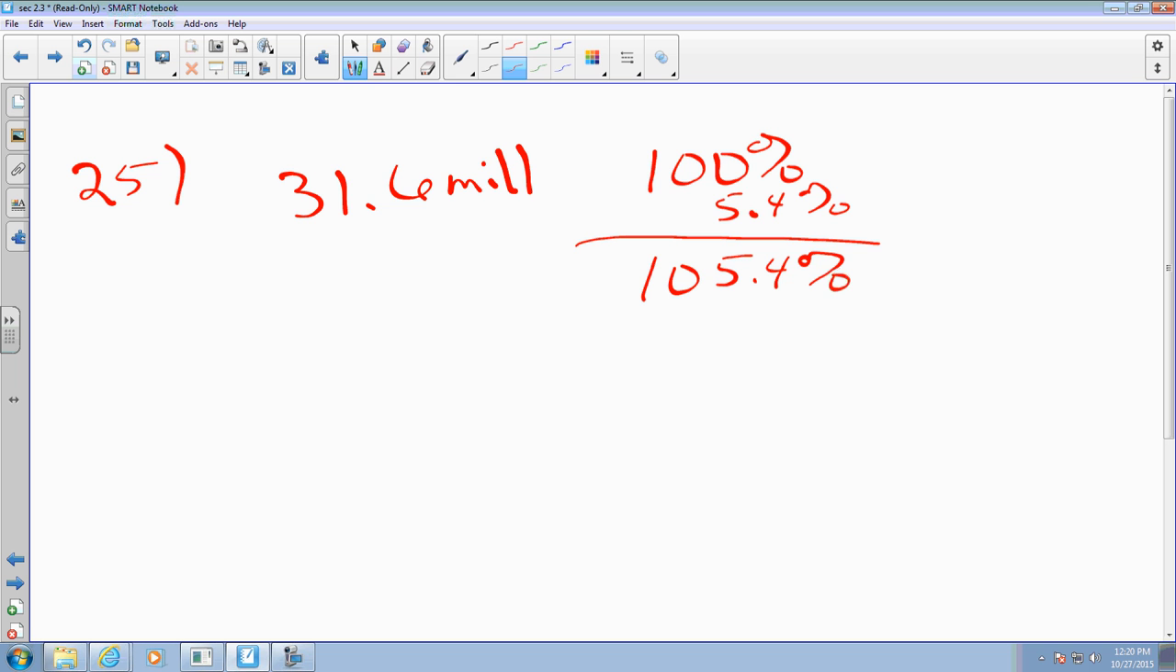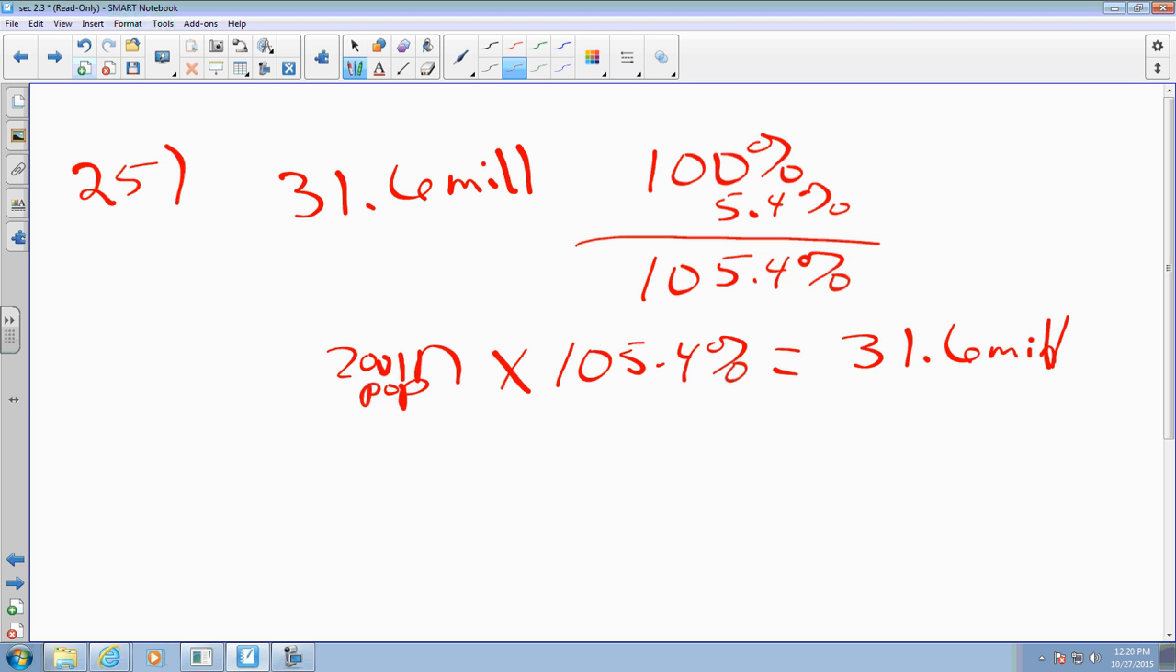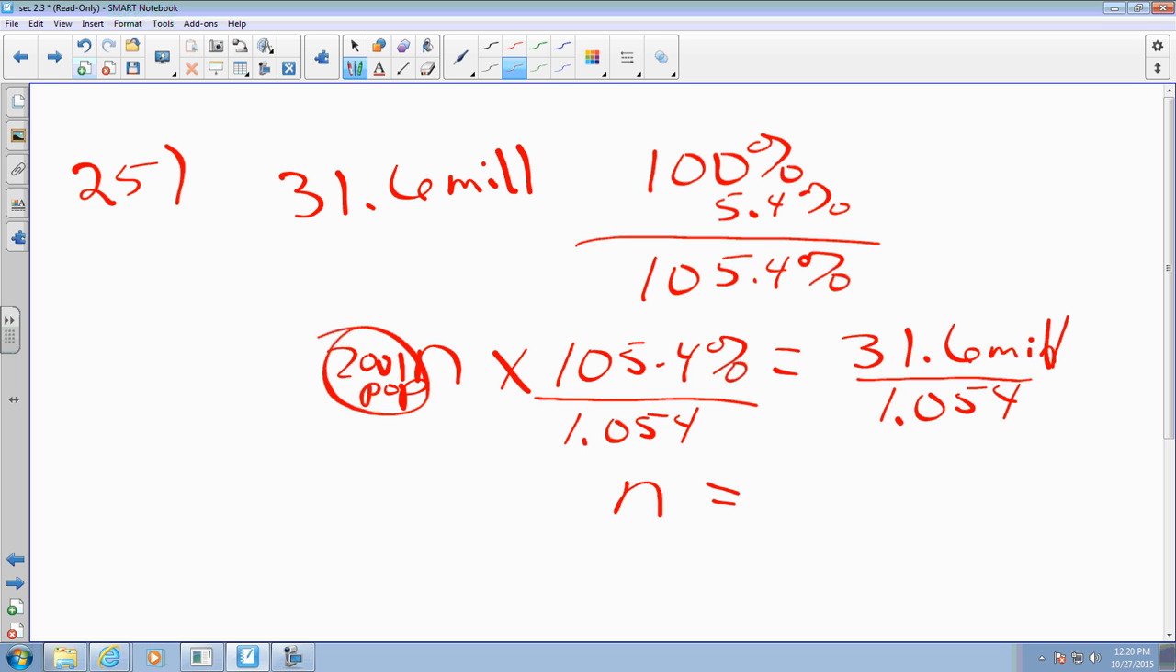So we're going to say the 2001 population is our n, times 105.4% is going to be equal to our 2006 population that they gave us at the beginning of the problem, which is 31.6 million. So our n, which is our 2001 population, times this. If I want to change it to a decimal and then divide both sides, that would give me 1.054, and my n, which is the 2001 population, I'll use my calculator here, to the nearest hundredth, like it says in the book, gives me 29.98 million.